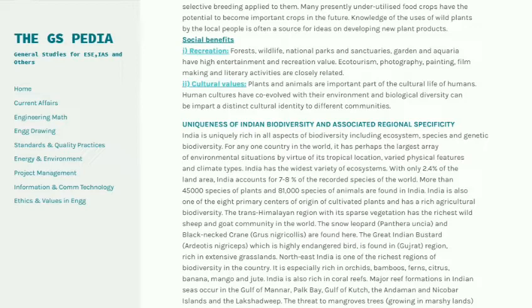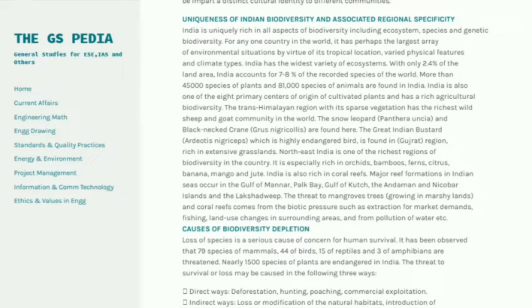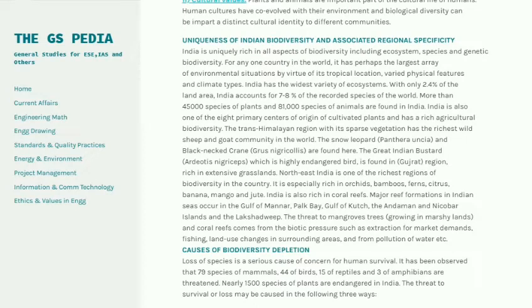Uniqueness of Indian biodiversity and associated regional specificity. India is uniquely rich in all aspects of biodiversity, including ecosystem, species and genetic biodiversity. For any one country in the world, it has perhaps the largest array of environmental situations by virtue of its tropical location, varied physical features, and climate types. India has the widest variety of ecosystems. With only 2.4% of the land area, India accounts for 7-8% of the recorded species of the world.